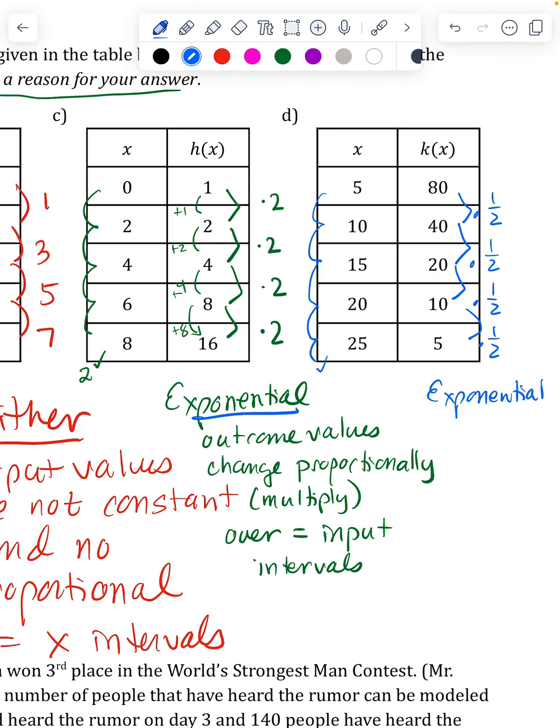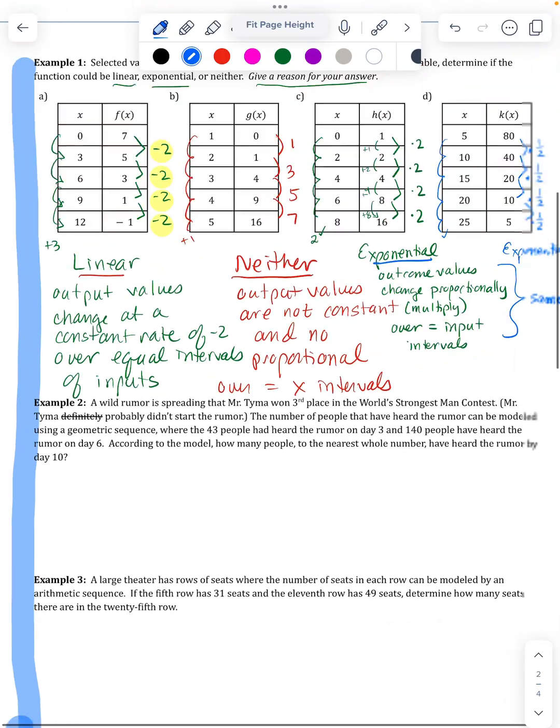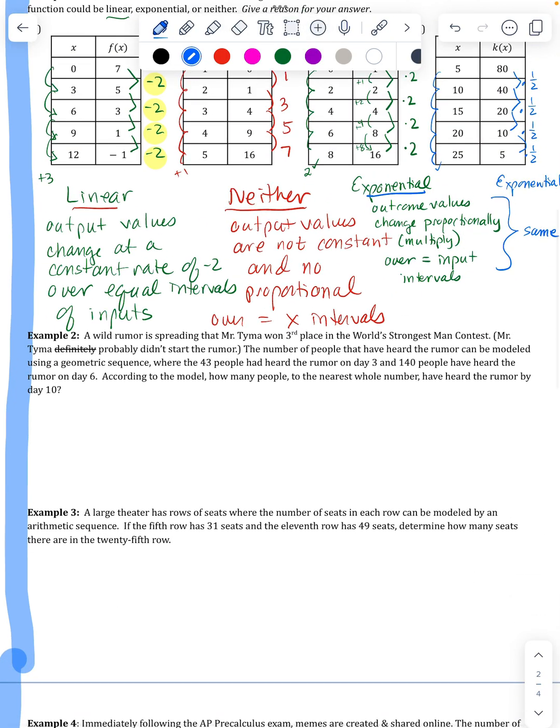And my explanation is going to be the exact same, and I'm not writing it because I don't have enough room, sorry. And you cannot write "same." You have to actually explain. But you would have the outcome values change proportionally. Last time they were doubling, this time they're multiplying by 1/2. But it's still true that they are proportionate over equal intervals of x, or inputs. Okay, so that's how we're going to deal with the tables.